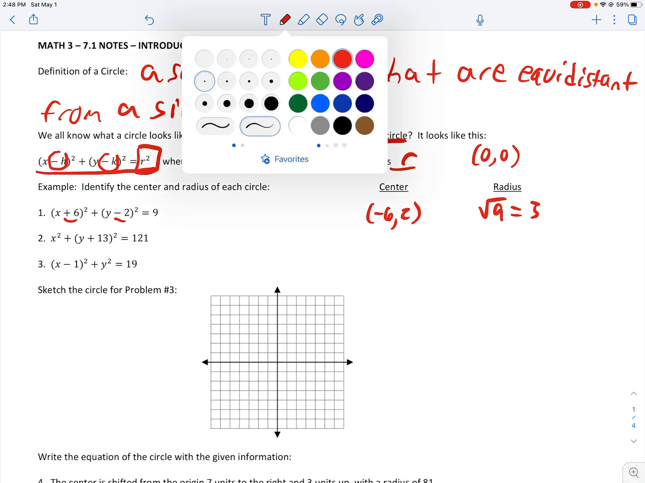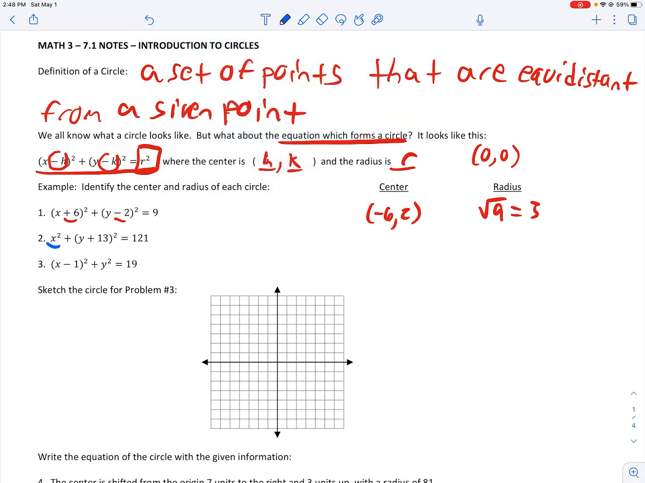So if you look at number 2, nothing added or subtracted, so that would be 0. And then this is plus 13, so the center would be minus 13. The radius would be the square root of 121, which is 11. Okay, number 3. Again, you have minus 1, so you'd have 1. And then there's nothing added or subtracted, so that would be 0. And your radius would be the square root of 19, which is about 4.35. Now, we only need to know the decimals because we're going to sketch it.